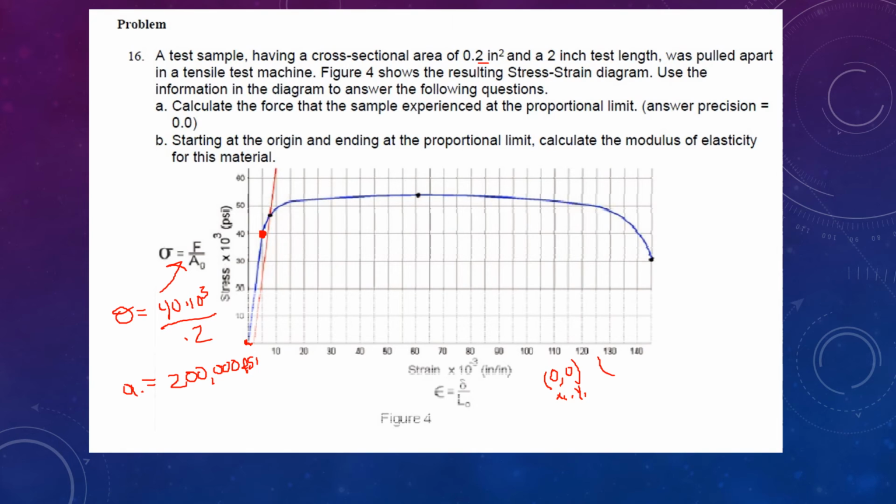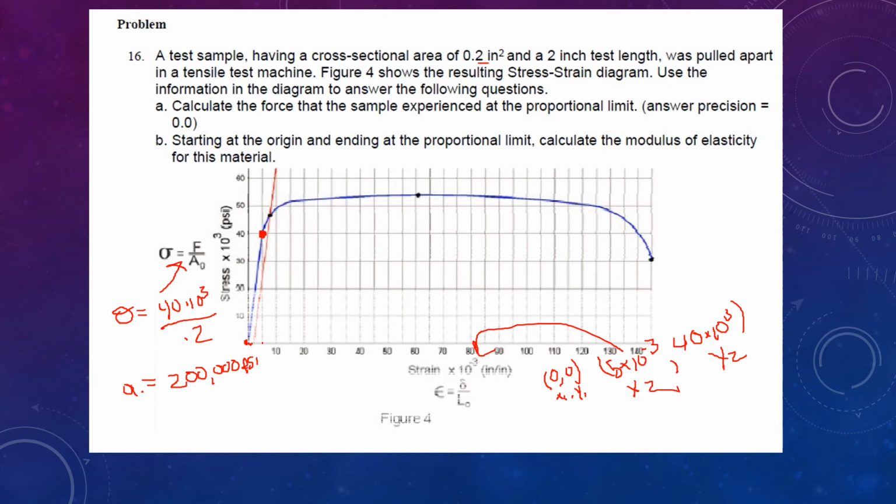My proportional limit is identified here where this red dot still is, and it looks like it's going to line up right down here with the 5. So my x is 5, and that's going to be times 10 to the negative third. I get that from here. And my y is how far up, so that's just going to be my 40 again times 10 to the third. So now this is x2 and this is y2.